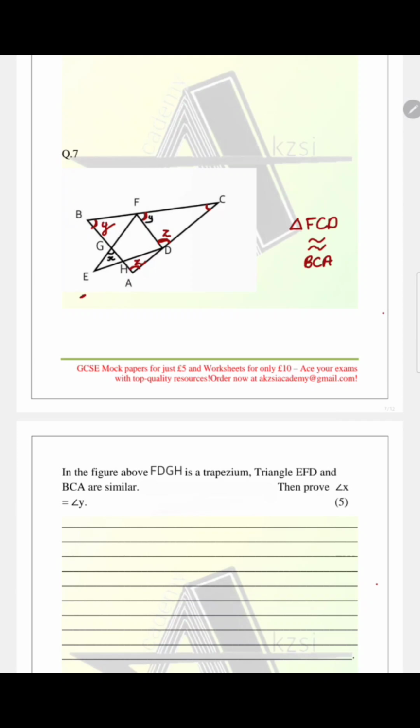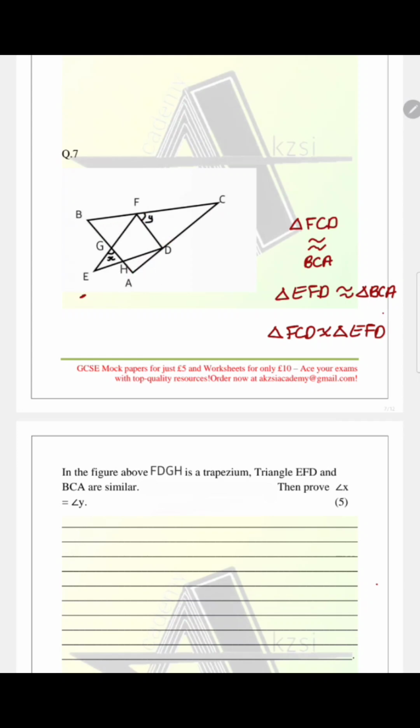Another thing mentioned is that triangle EFD and BCA are similar. So triangle EFD is similar to triangle BCA. This triangle is similar to this one. If this is similar to this one, and this is similar to this one, that means BC is common in both. I can say triangle FCD is similar to triangle EFD. So triangle FCD is what?